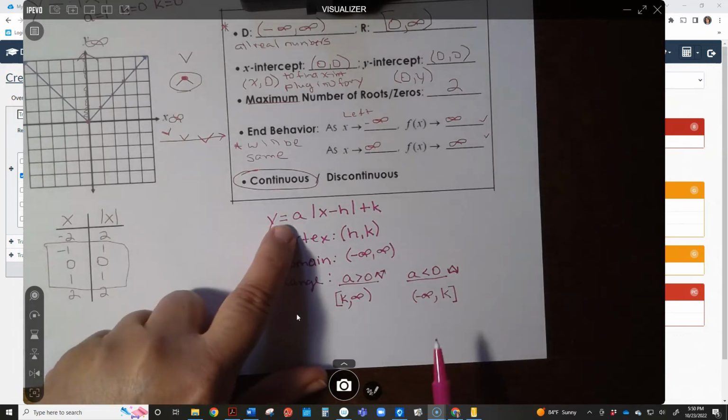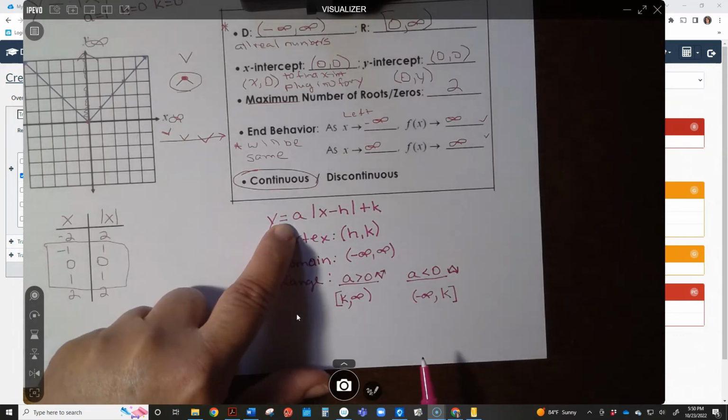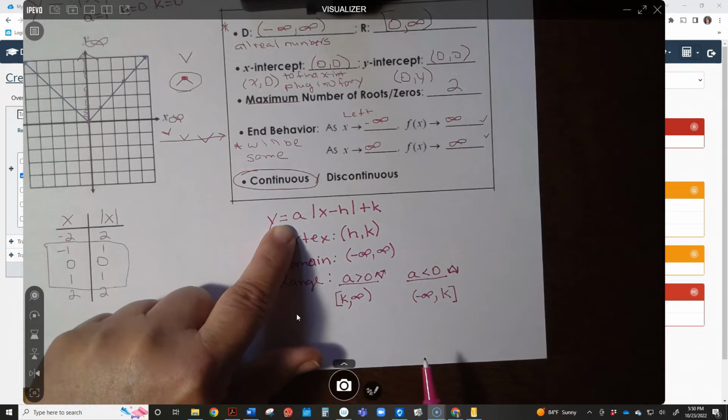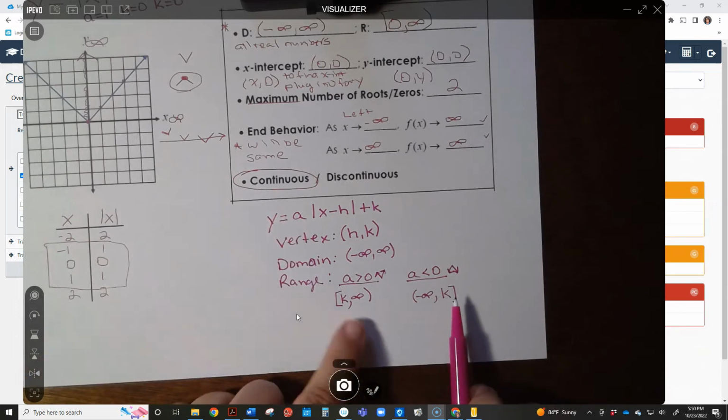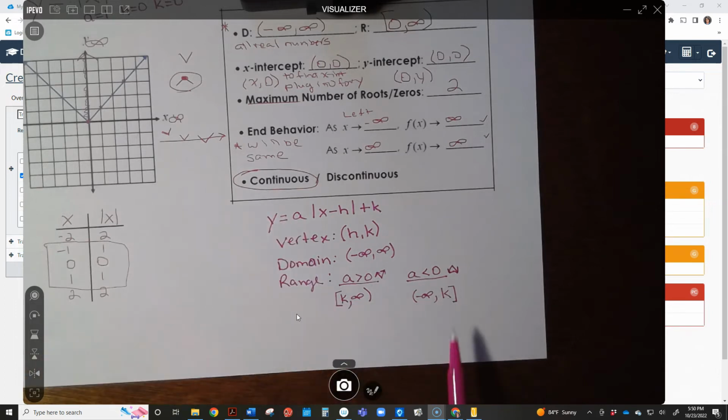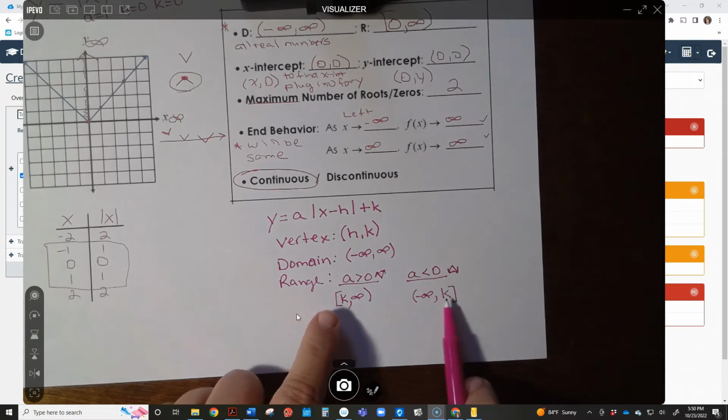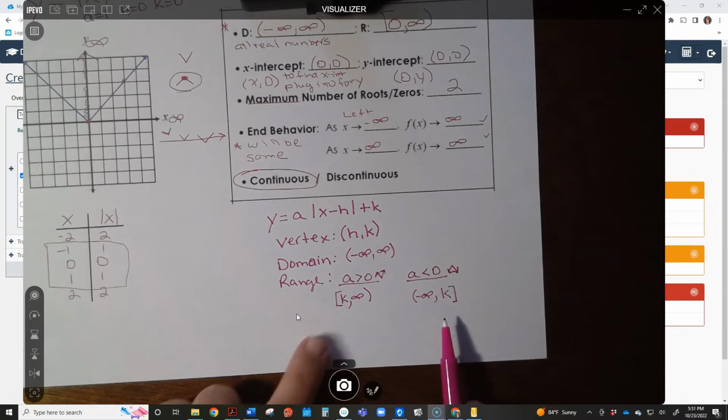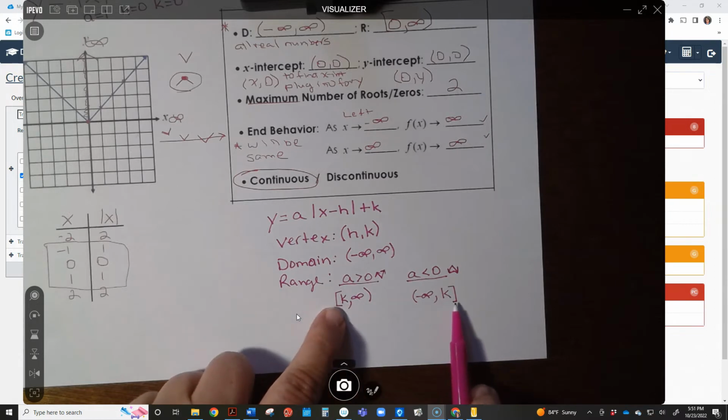As long as we have equalities, we are going to be looking at absolute value inequalities, and that may change whether or not we put a parenthesis or a bracket. It won't change k, but it will change whether we use a parenthesis or a bracket.